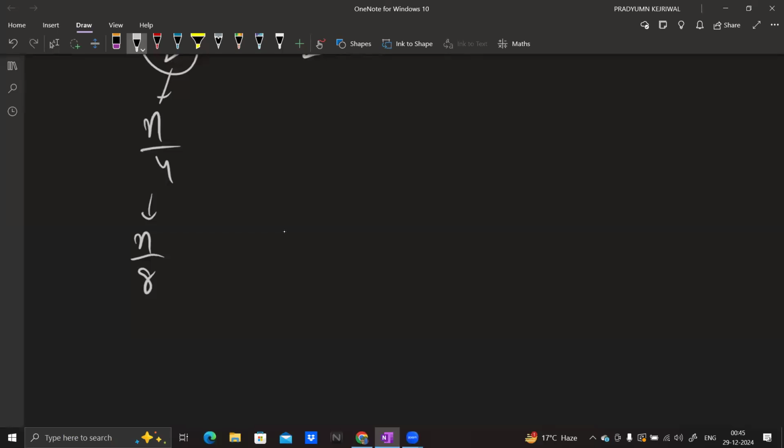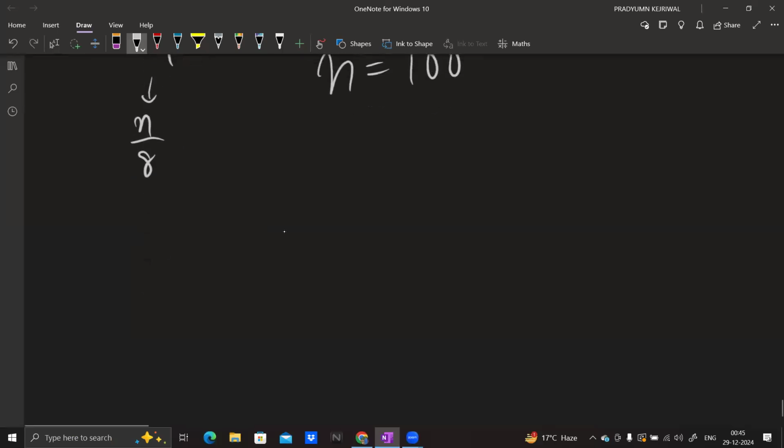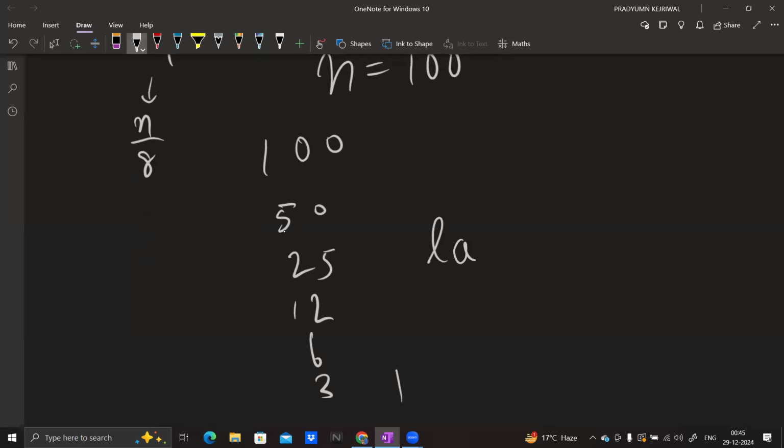Let's say n is equal to 100. Then we only need the answers for lengths equal to 100, 50, 25, 12, 6, 3, and 1. It will only call these lengths. So basically it is just log n.